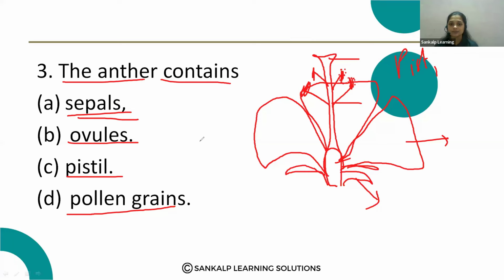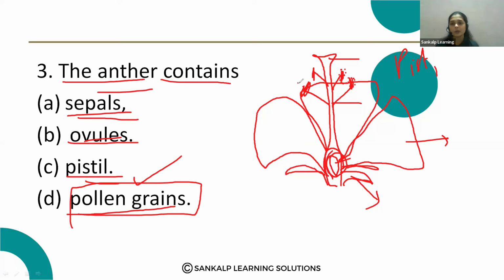Sepals are the green protective structures. Ovules are present inside the ovary. Pistil is totally called the female reproductive structure. And pollen grains are present on the anthers. Okay. The anthers contain pollen grains. Pollen grains are released from the anthers. Okay.